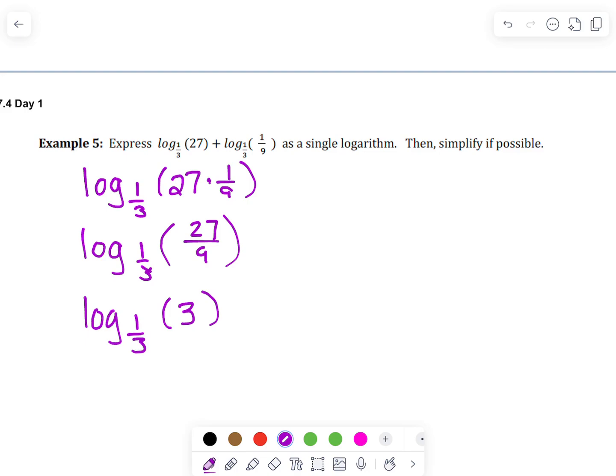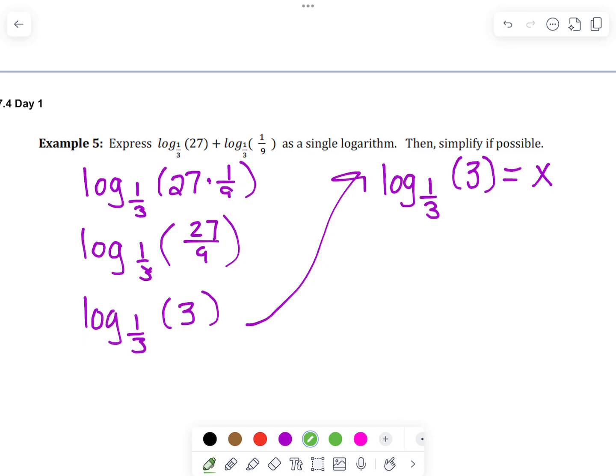And then I'm going to change this logarithm to an exponential. So I'm going to change this to an equation that looks like this. A logarithm with base 1/3 of 3, and then change that to an equation to find out what it equals. Now I'm going to change colors here so you see I'm changing it to an exponential. So our base is 1/3 raised to the x equals 3.